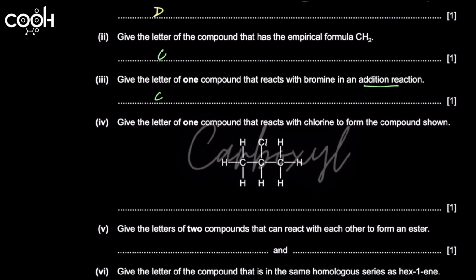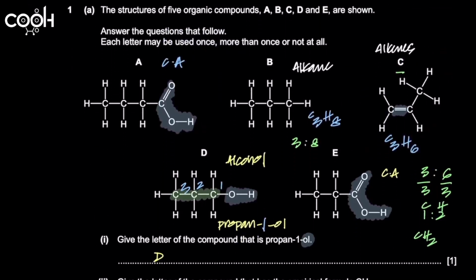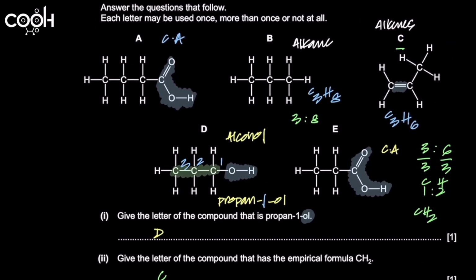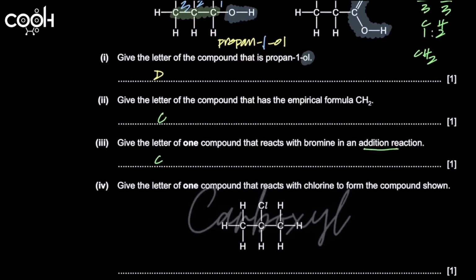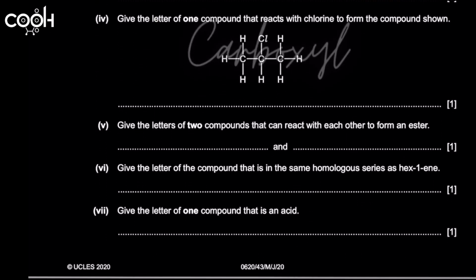Now it says, give the letter of one compound that reacts with chlorine to form the compound shown. And if you can see this, a hydrogen atom has been substituted for a chlorine atom, which means that a substitution reaction should have taken place. And we know that alkanes undergo substitution reaction, and if you check the list out, you only have B as your alkane, so you could safely just insert B here.